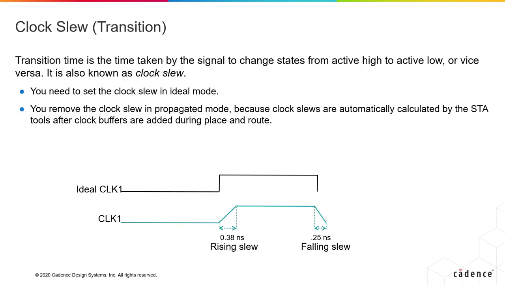As we've seen before, the transition time is the time taken by a signal to change states. In the case of a clock, this is known as the clock slew, and clock slew is essential in ideal mode. We need to define the clock slew in ideal mode because ideal clocks typically don't have any rise and fall times, it's instantaneous. Whereas once the clocks are inserted, then the STA tools will calculate the slews of the clocks through the buffers that are inserted.